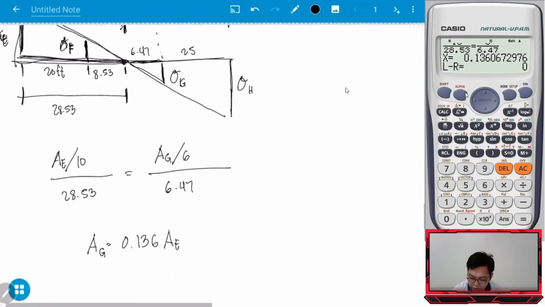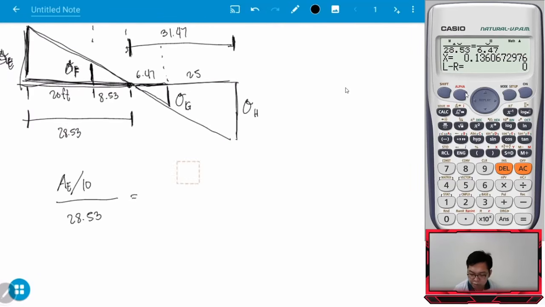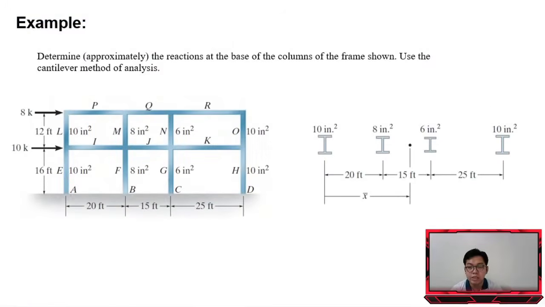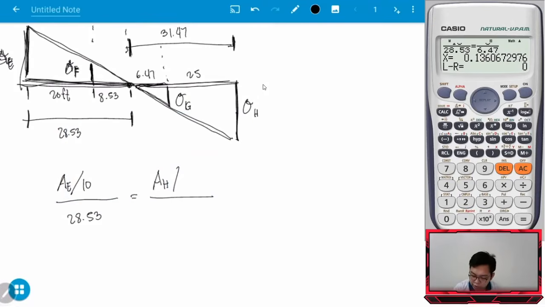Okay, now, yung last is yung AH, di ba? Same pa din, but this time, yung triangle na gagamitin natin is itong malaki. Ano yung stress sa H? Ang stress sa H, guys, is simply equal to AH over area sa H. Ano yung area sa H? Area sa H is 10 inch squared. Now, divide that by, yung triangle natin na kinukonsider, yung height, which is AH. Stress sa H, divide by the base na 31.47.